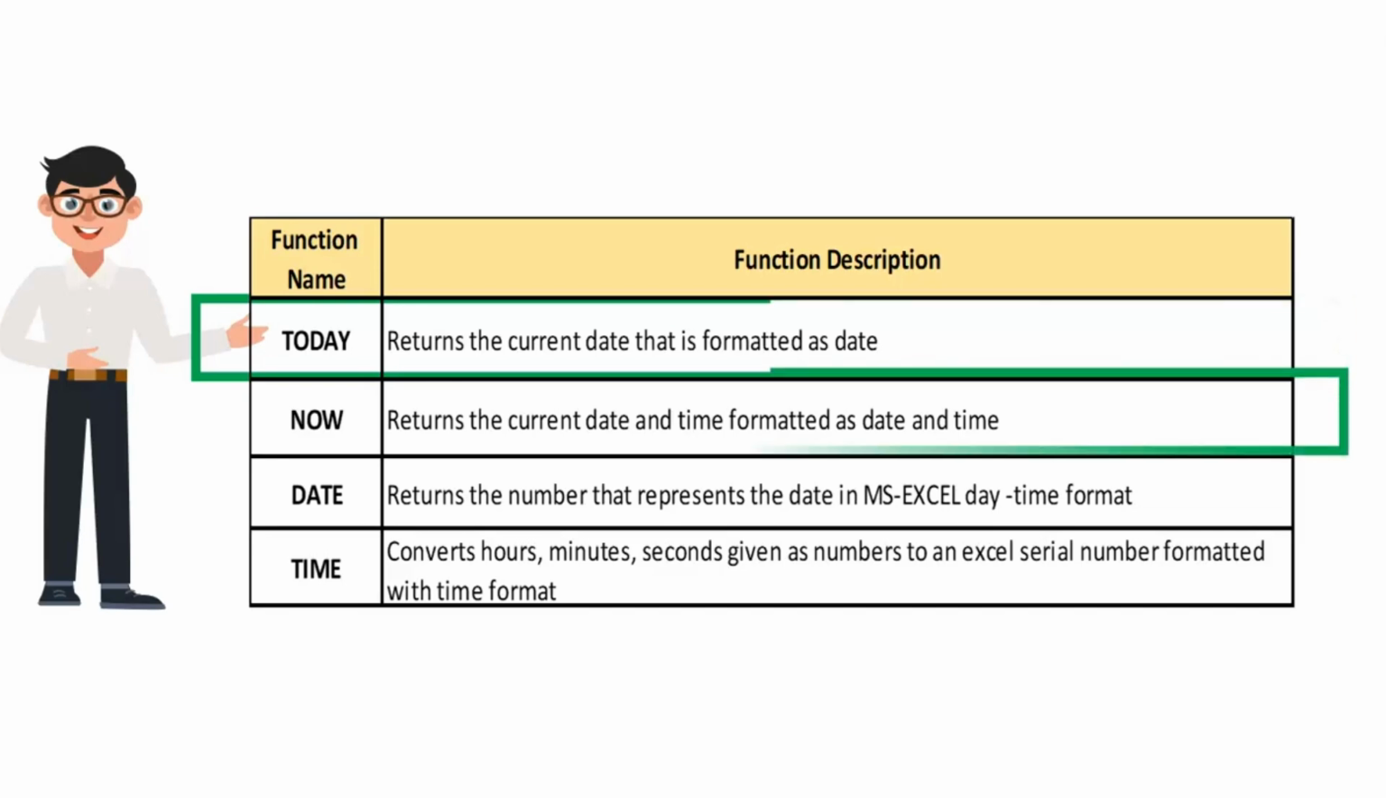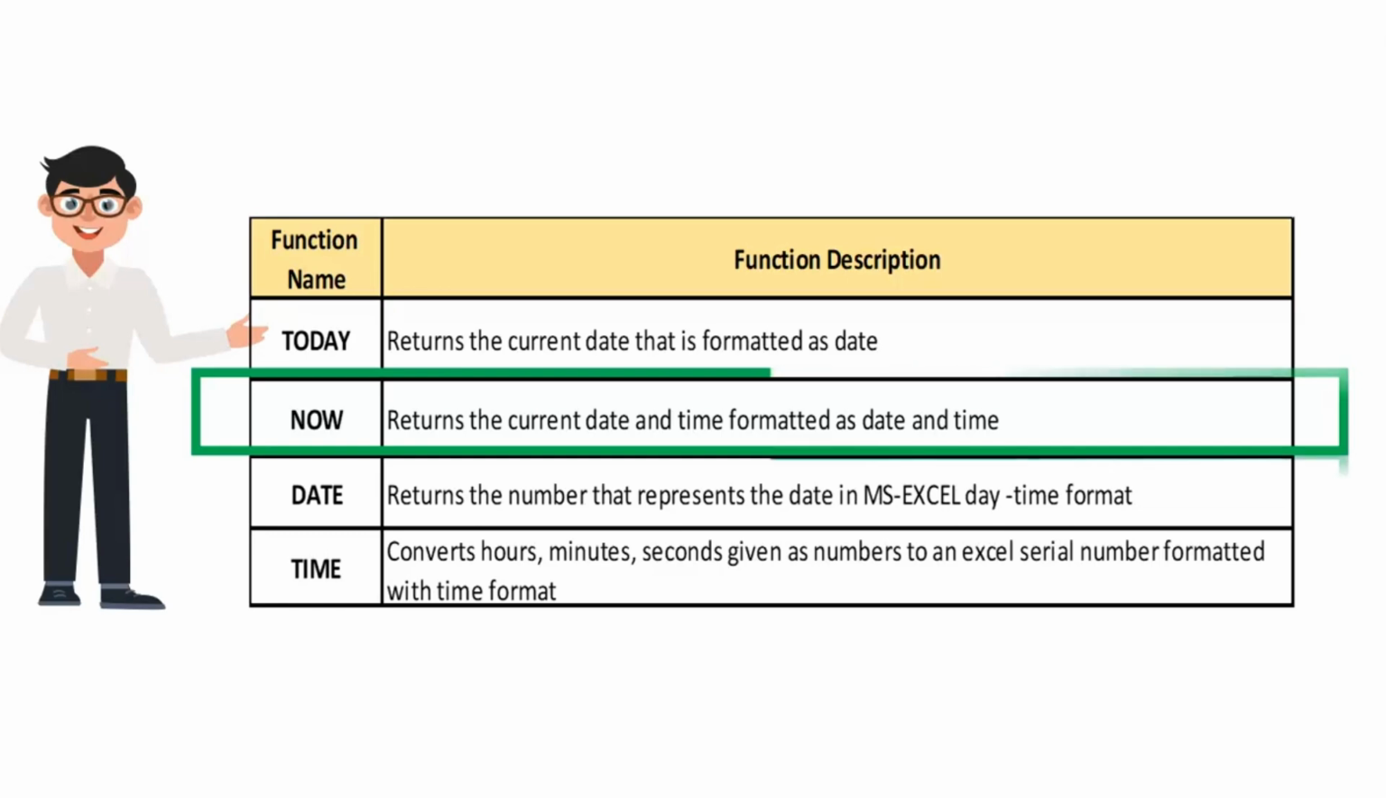Moving to now, it returns the current system date and time formatted as date and time. So here it is important to understand that today and now functions are returning the current system date. If the current system date is wrong in the system, then it will return a wrong value.